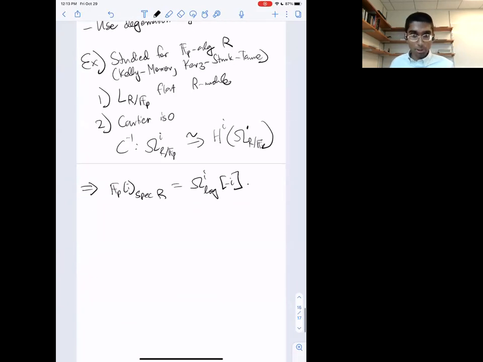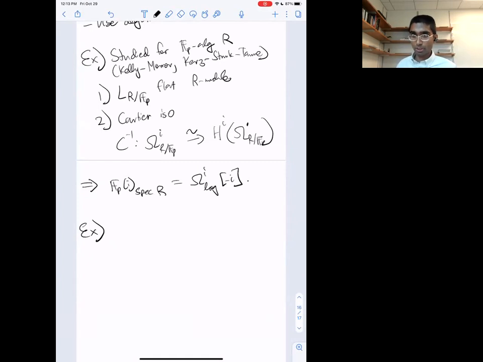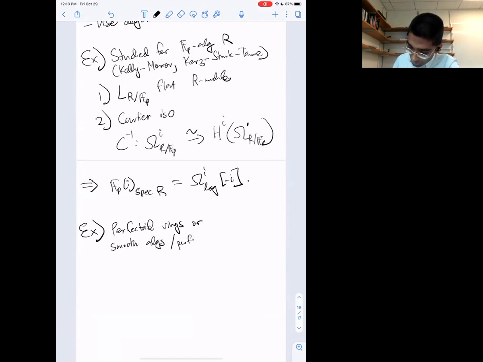Okay, so let me give a couple more examples. Another example is that this is true for perfect Fp algebras, and smooth algebras over perfect Fp algebras satisfy this. But you can also extend this to mixed characteristic. So perfectoid rings or smooth algebras over perfectoids. And so this is already treated in BMS 2.